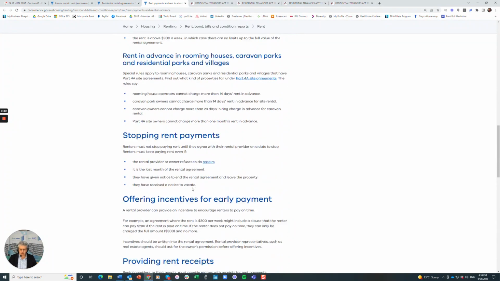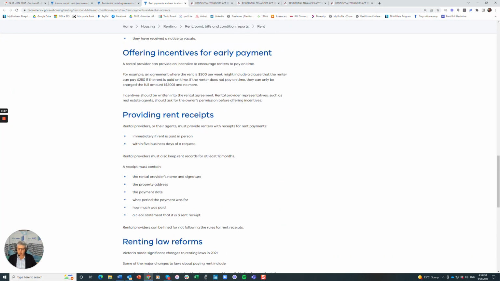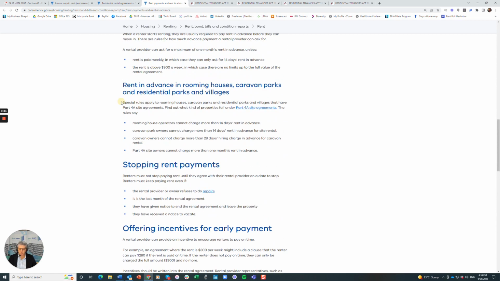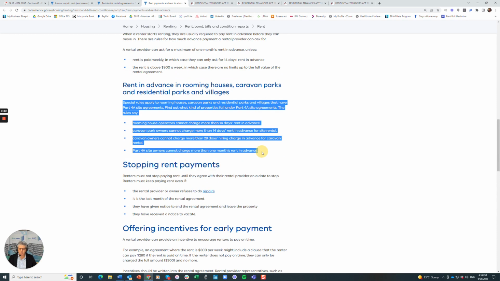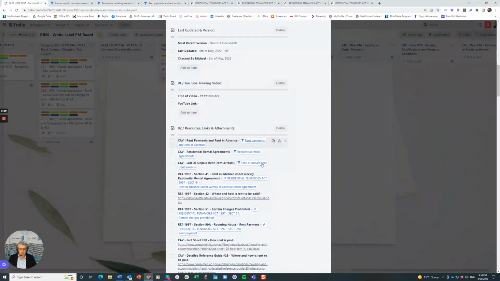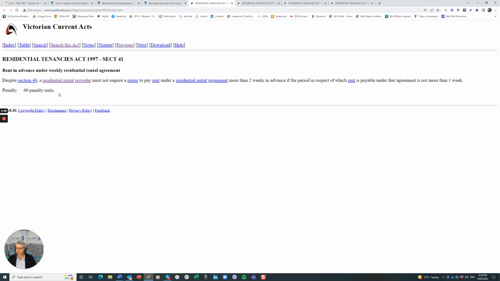So the entire section, except I don't think there's an area in here with regards to rooming houses. We haven't put this section in here, but if you're managing rooming houses, then this one also is applicable. Okay, I'm just going to come back through to here now. So the sections you really need to be looking at is Section 41, rent in advance under a weekly residential rental agreement. So let's have a look here, Section 41.